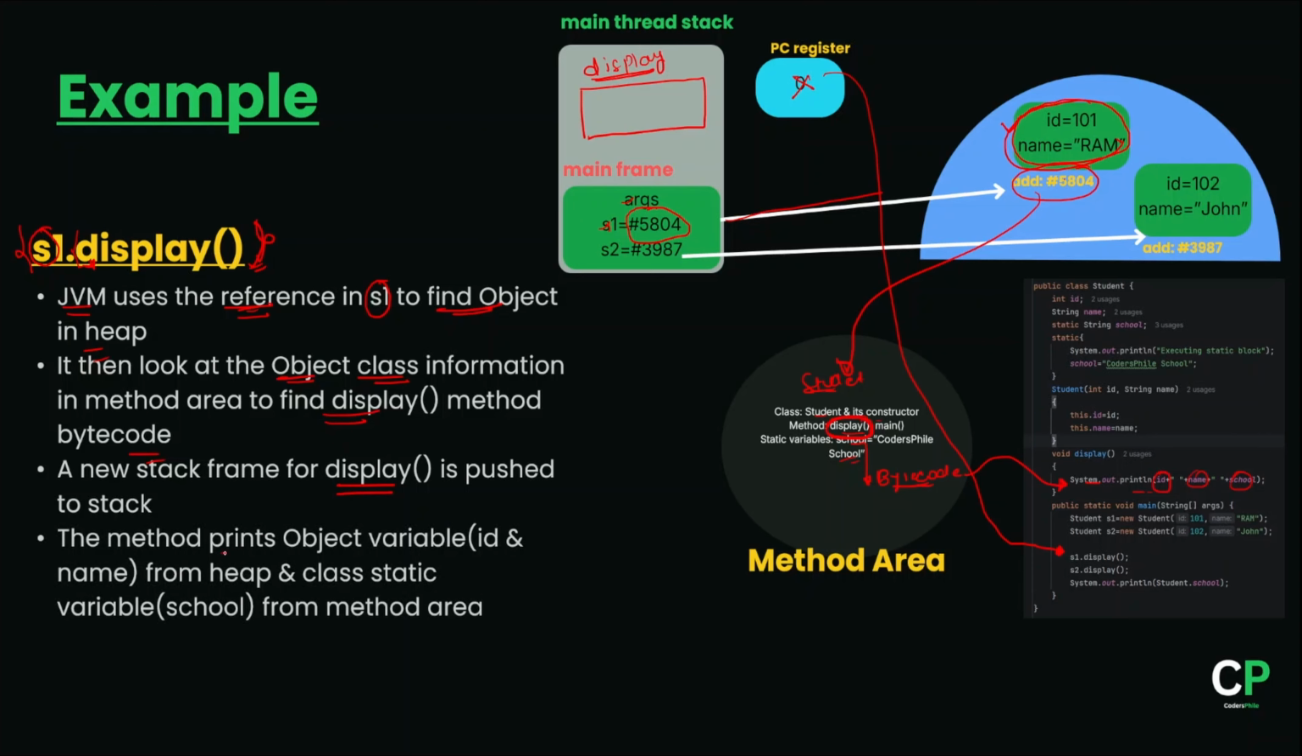And what is the method doing? The method is printing the id, name and school. Since id is the instance variable, the object will print the id from here, the name from here, and since school is the static variable, it takes the school variable from here and prints the value, that is 101 RAM, and the static variable it takes from the Codersphile.